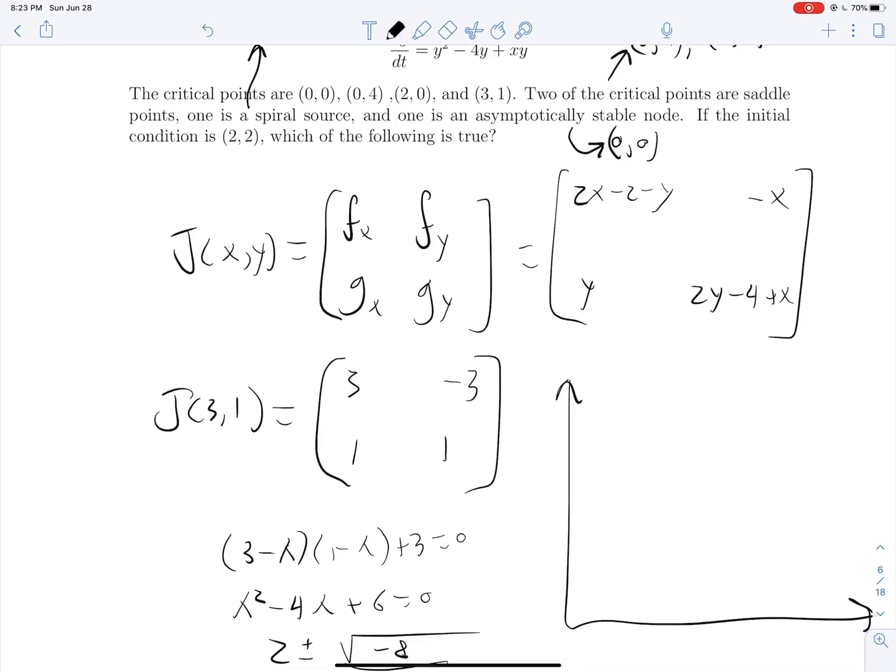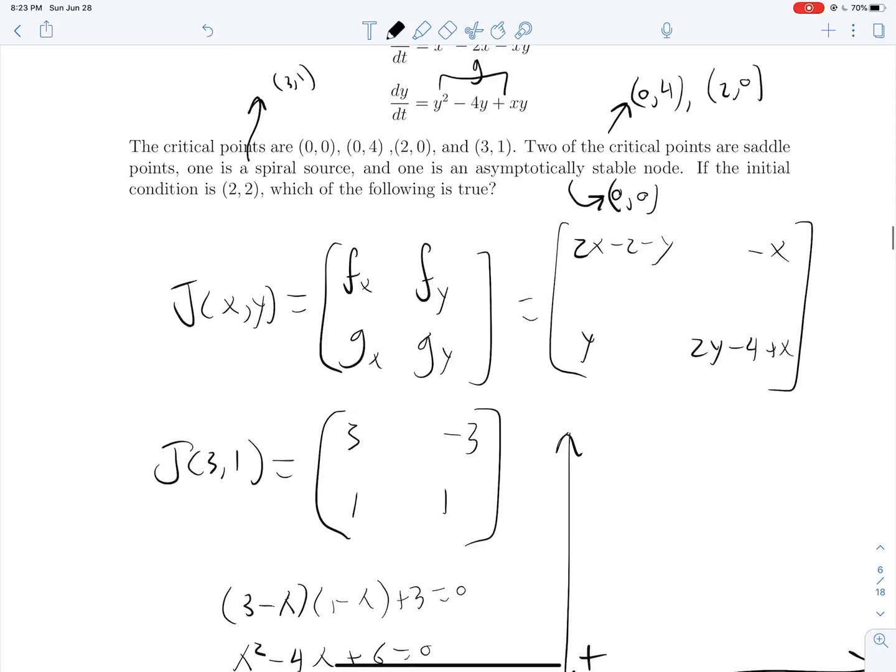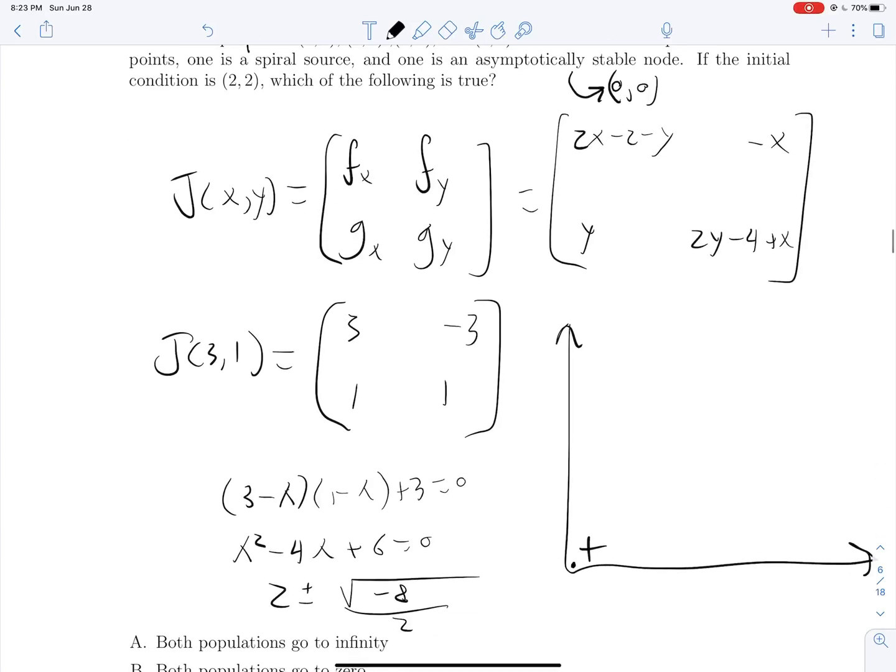So if we were to go and graph this thing out, if we know that our origin is an asymptotically stable node, I'll just put a plus next to it so we know that it's pulling things in, attracting things from the general vicinity around it. Now what about (0, 4) and (2, 0)? Those are saddle points, and we know that saddle points are repulsive in that they are asymptotically unstable. So they both get minus signs.